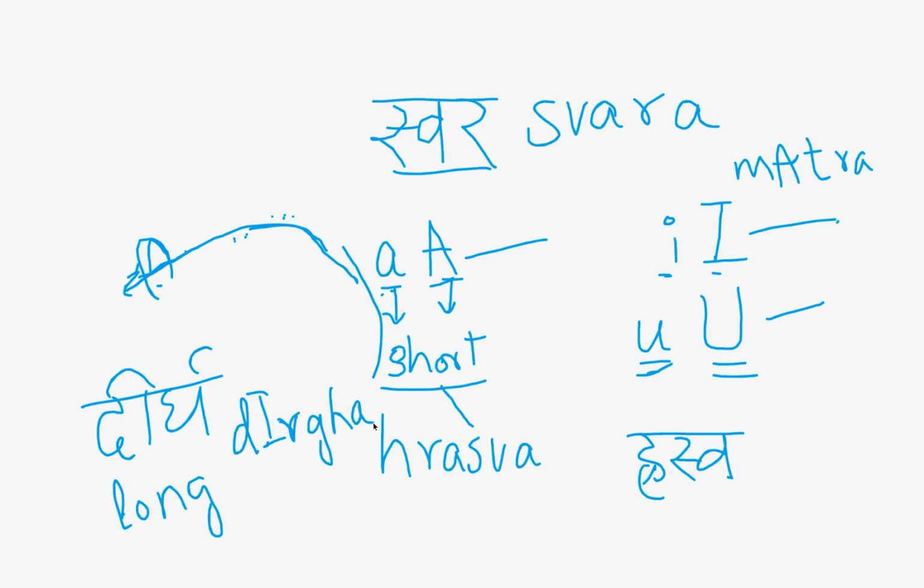So raswa, or a short vowel, has a unit of 1 matra, a time unit, and the long vowel has a unit of 2 matras. So this is what we have to understand with raswa and dirgha. So we have raswa and dirgha for a, raswa and dirgha for e, and raswa and dirgha for u.